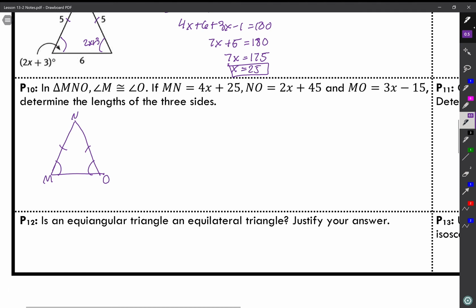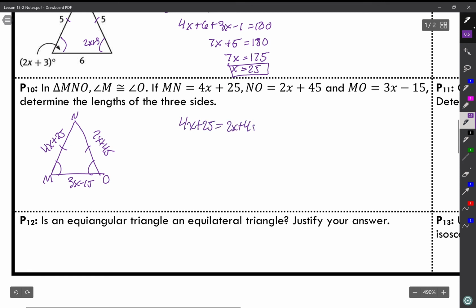So if MN is 4x plus 25, NO is 2x plus 45, and MO is 3x minus 15, we want to find the lengths of the three sides. In our equation, we're going to set the equal sides equal to each other, which are represented by 4x plus 25 and 2x plus 45. So 4x plus 25 is equal to 2x plus 45.